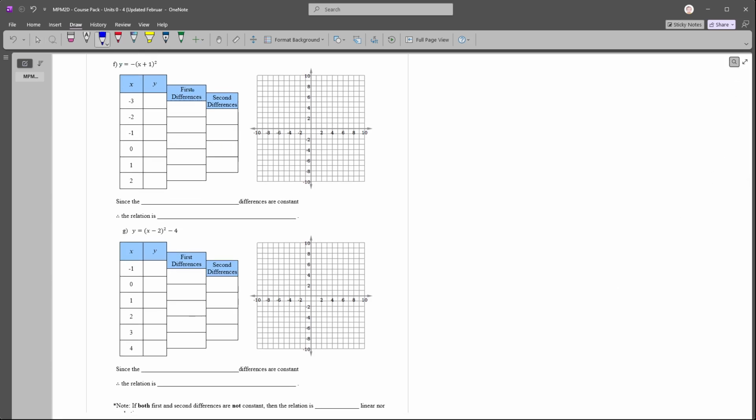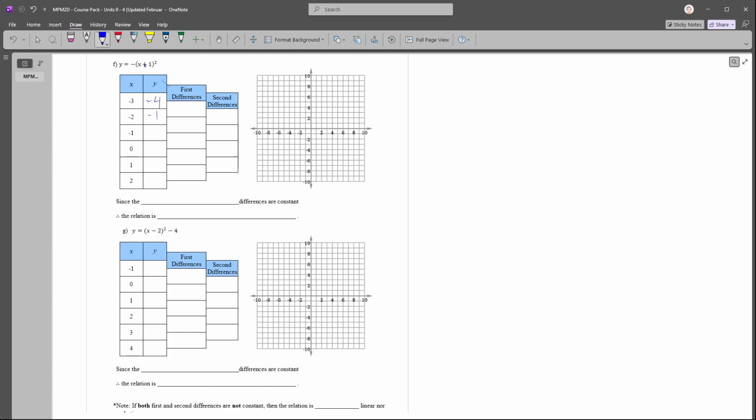Alrighty. So this one, now you've got to be careful. You've got to follow order of operations. BEDMAS says brackets first, then exponents, and then multiplication. So -3 plus 1, that's -2. Squared, that's 4. With the negative, -4. You have to go through all the steps. -2 plus 1, that's -1. Squared, that's 1. With the negative, -1.